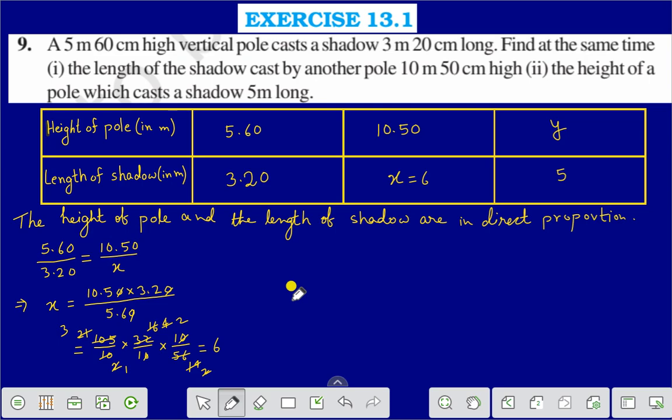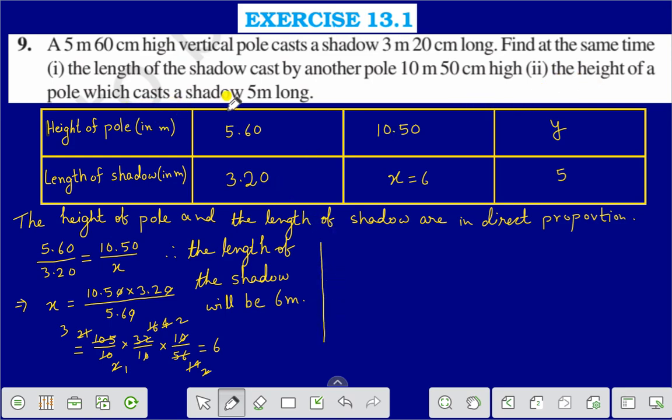Therefore, the question asks the length of the shadow cast by another pole of 10 meter 50 centimeter. Therefore, we can say that the length of the shadow will be 6 meter, right?